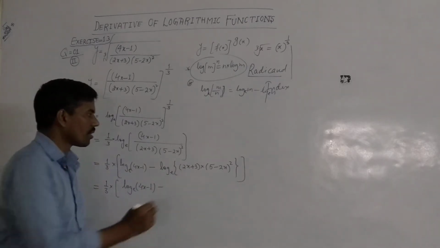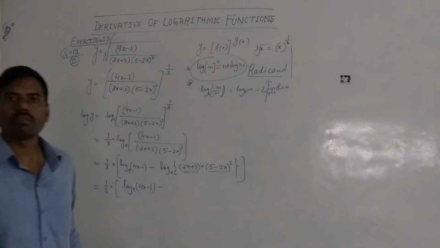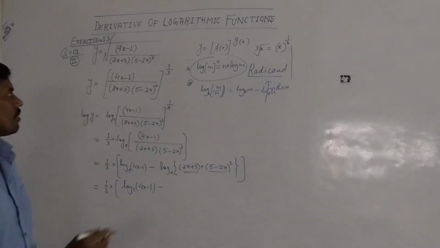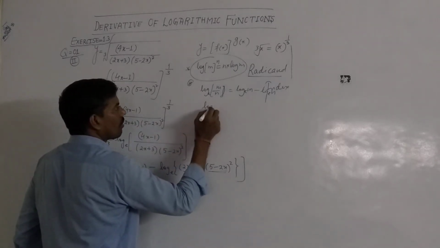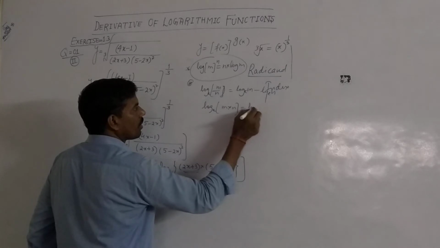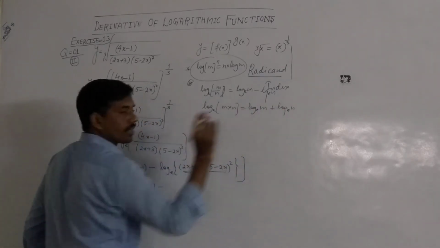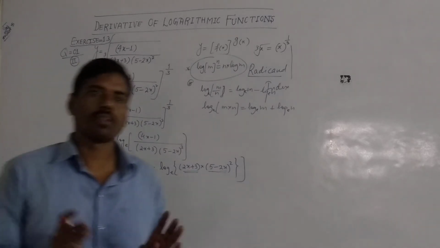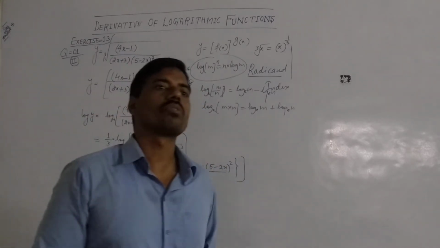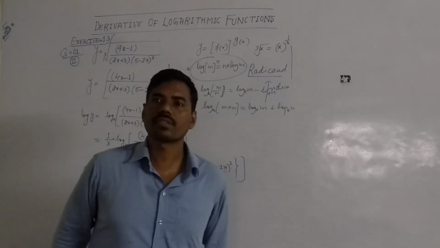Here, log of this one is m, this one is n. Log of product rule, and you know that log of m into n is equal to log of m plus log of n. Clear? Product rule, law of product rule, log of m into n is equal to log of m to the base e plus log of n to the base e.